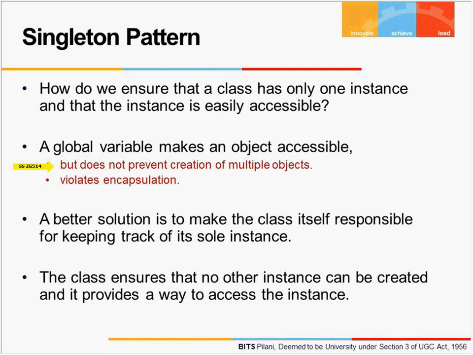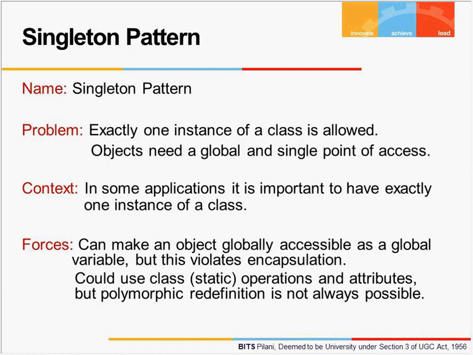The best solution to make this happen is to have the class itself keep track of its own instance. The singleton pattern tells us to make the class itself responsible, and we'll see how we do that. The class which is implemented as a singleton itself ensures that no other instance can be created. It provides a way to access the single instance that exists. The implementation would help in understanding more. So this is the singleton pattern.